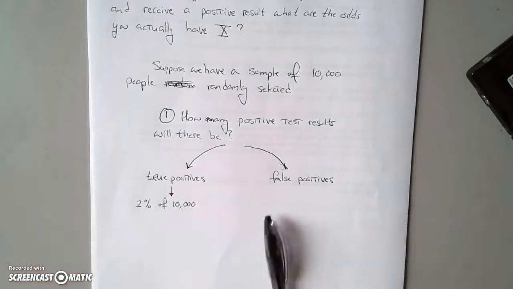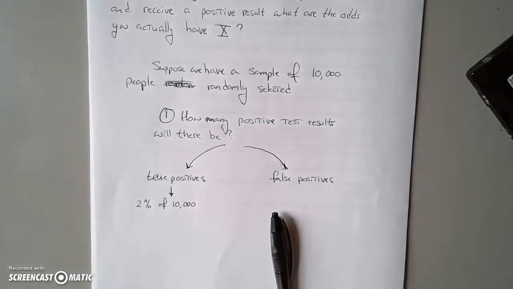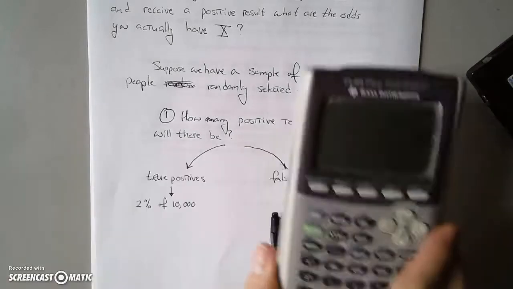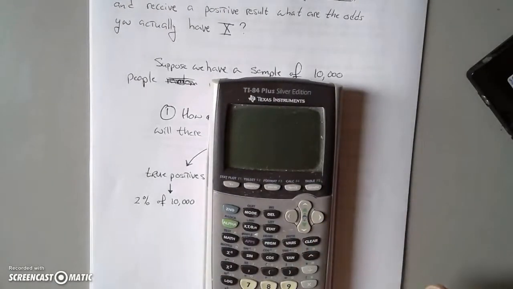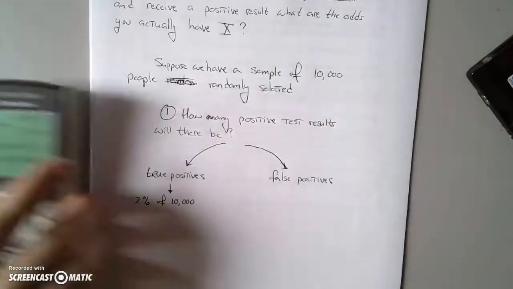10,000. And the reason we want that number is we're supposing that 2% of the population has this condition. And this would be determined through experimental probability. There's no way of theoretically calculating this. You may not be able to see that screen. No, you can't, so I'll just do it off camera.